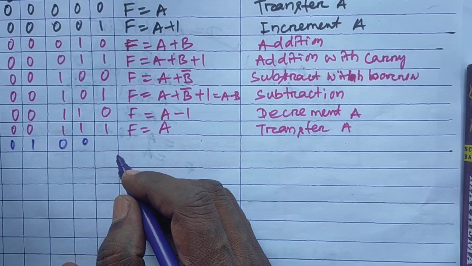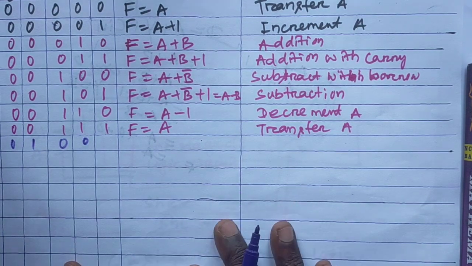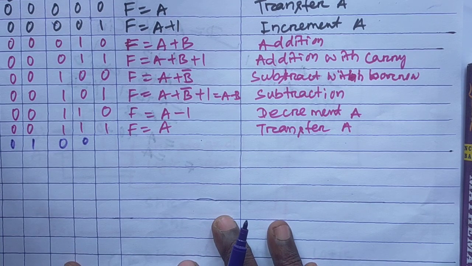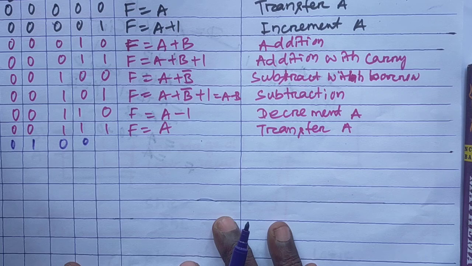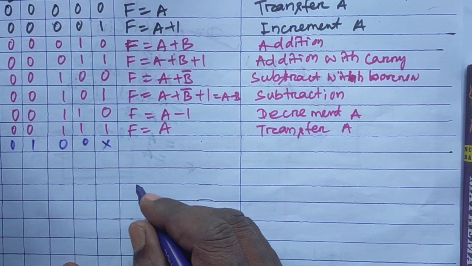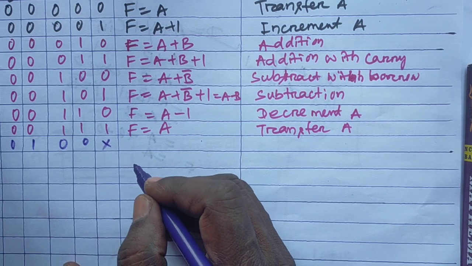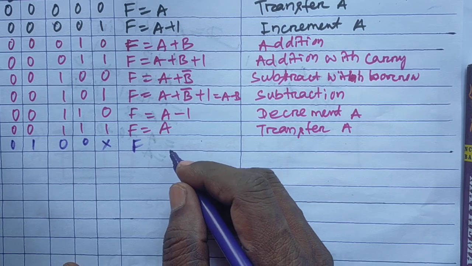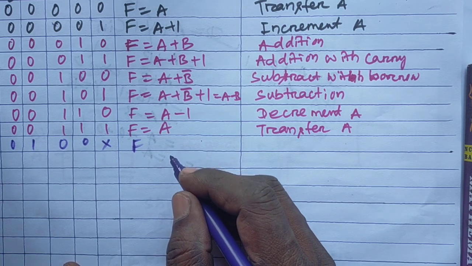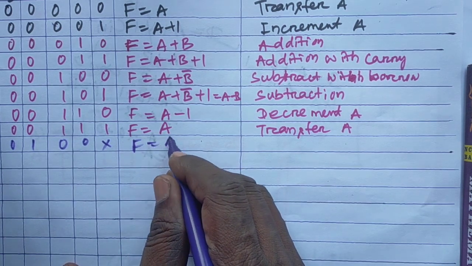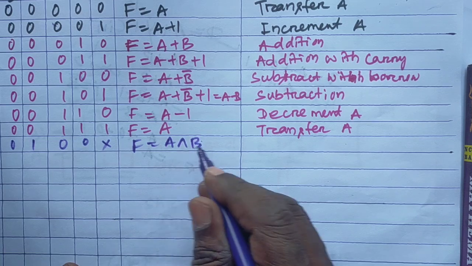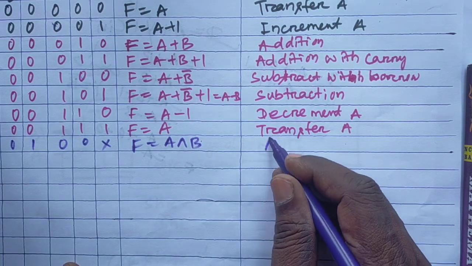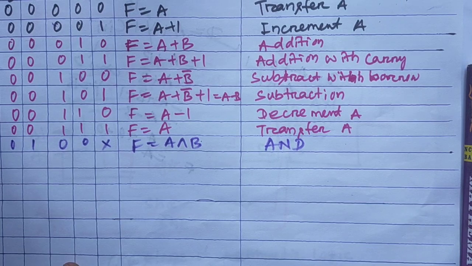Here there is no C in value, because I have already told you, if it is arithmetic, then carry-out data can be considered; if it is logic, no carry. So we can use a don't care condition here. Then if it is 0 0, we consider the AND operation, which is A and B. In this case we use the AND operation.